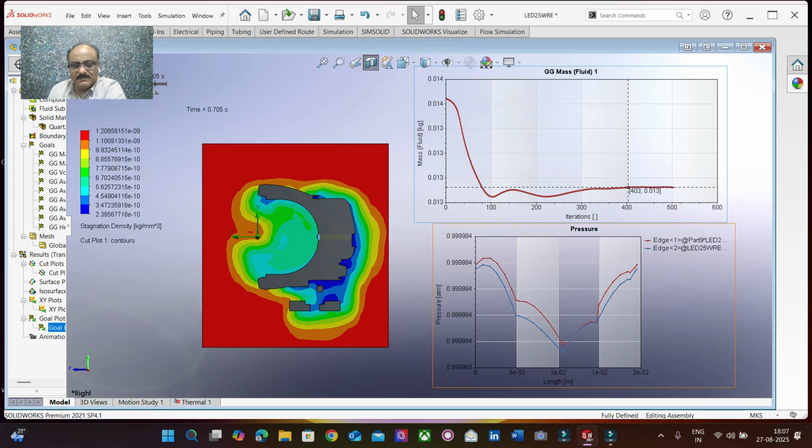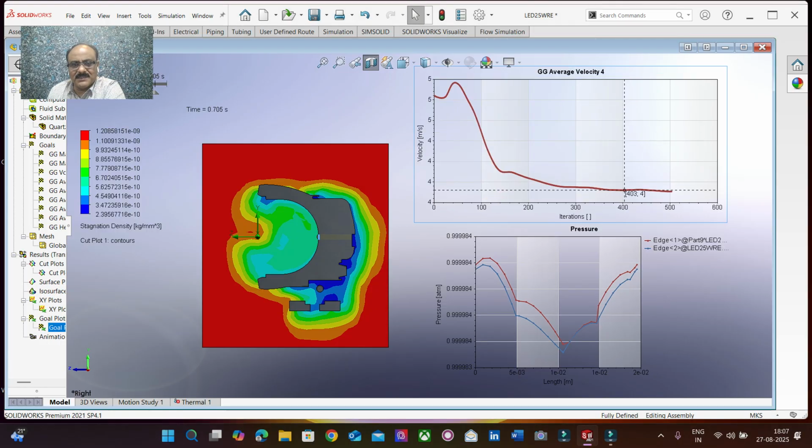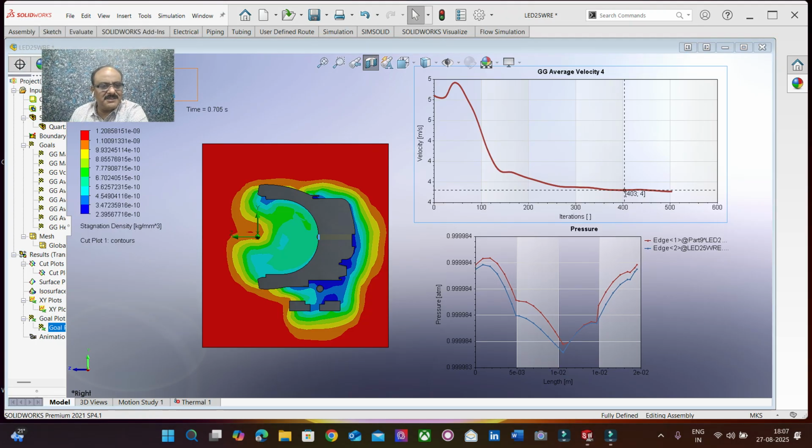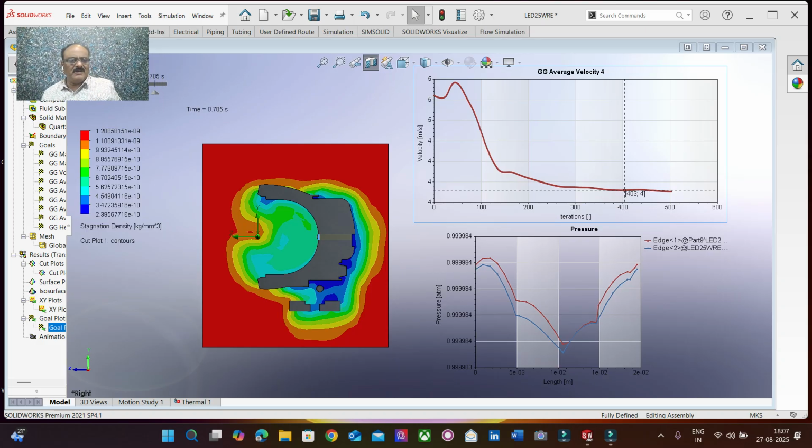Now let's find out the average velocity. This is the velocity plot. The convergence is happening exactly at 403. At 403, the system stopped. The calculation stopped, the convergence occurred, and we have found the solution. Now this is the pressure. Now let's see the temperature.